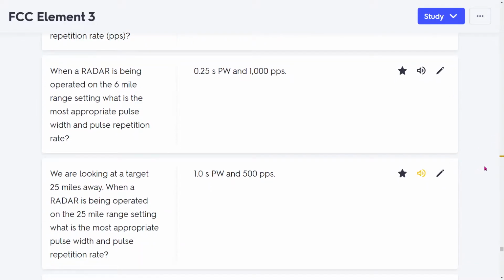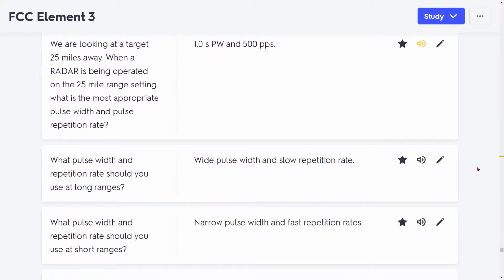We are looking at a target 25 miles away. When a radar is being operated on the 25-mile range setting, what is the most appropriate pulse width and pulse repetition rate? 1.0 µs PW and 500 pps. What pulse width and repetition rate should you use at long ranges? Wide pulse width and slow repetition rate.